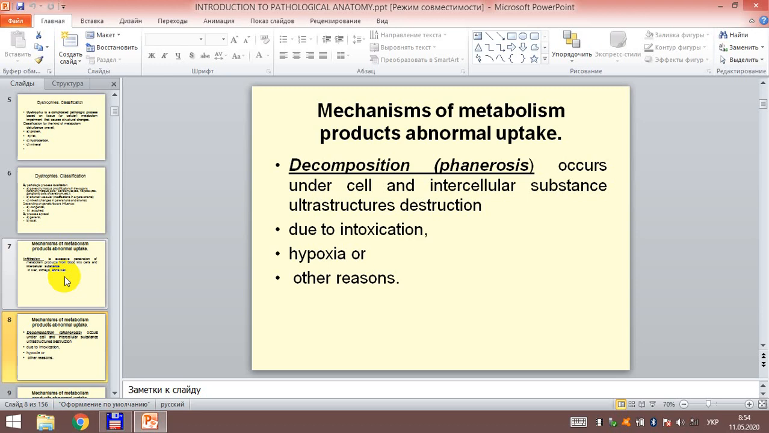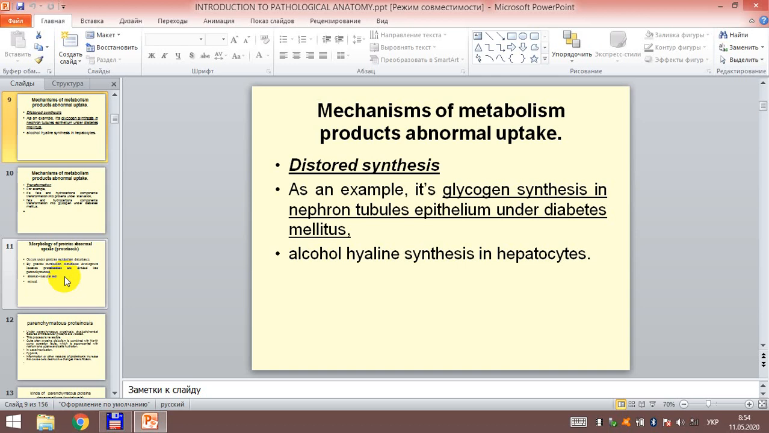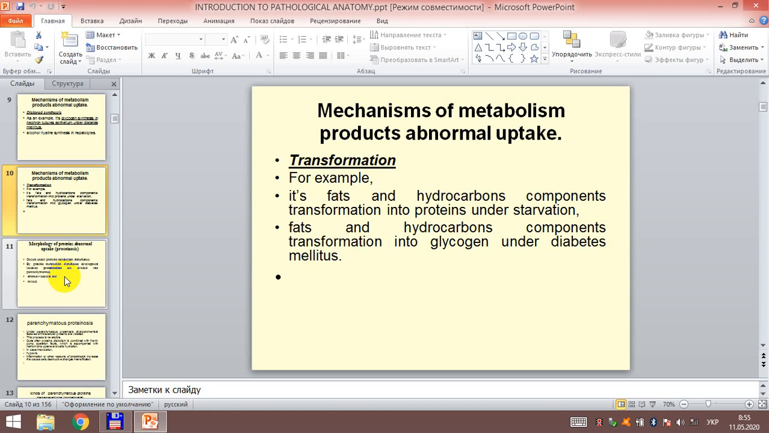The third variant mechanism of dystrophy is destroyed synthesis of products. As an example, glycogen synthesis in nephron tubule epithelium under diabetes mellitus, alcoholic hyaline synthesis in hepatocytes. The next variant of developed dystrophy is transformation. For example, fats and carbohydrate components transformation into protein under starvation. Fats and carbohydrate components transformation into glycogen under diabetes mellitus.